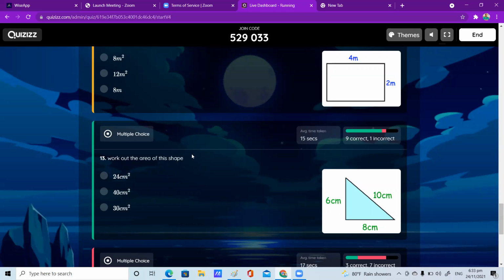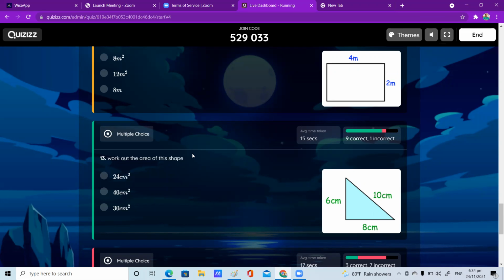Work out the area of this shape. Ma'am, 24 centimeters square. Centimeters square because 8, 10. Work out the area of this shape. No, children, we should not add all the sides. Here they are not asking about perimeter. They are asking about area. If you know all the sides, how are you supposed to find the area, children?